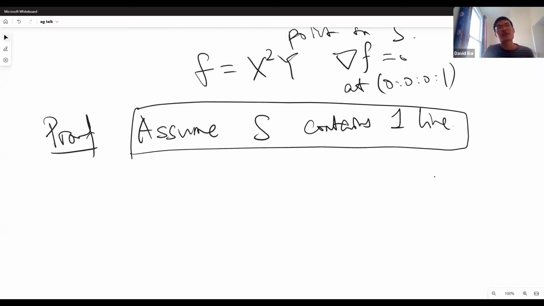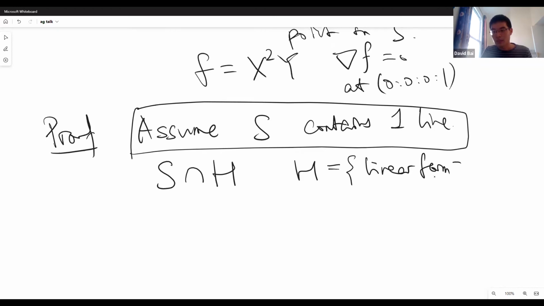So our strategy is as follows. It's hard to find lines on a surface because we know very little about surfaces. But it's easy to find lines on planes, right? So what we're going to do is try to consider a set of the form S intersect H, where H is a plane. So H is the vanishing of some linear form. Linear form equals 0.